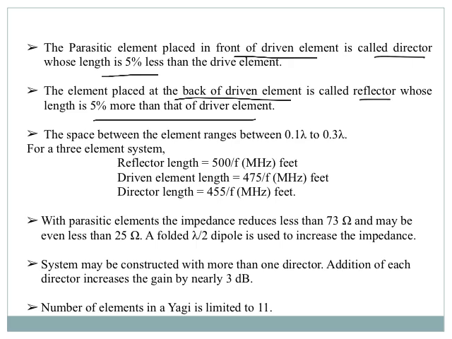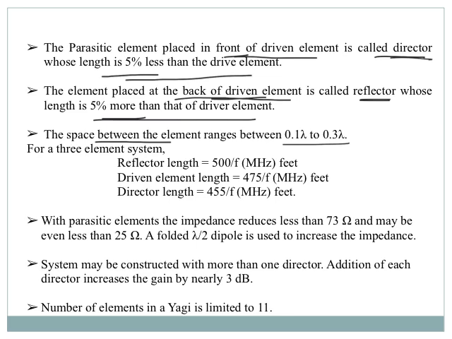The one which is placed in the front is called as a director, and it is having length 5% less than the driven element, whereas the element which is placed at the back of the driven element is a reflector, and it is having length 5% more than that of the driven element. And coming to the spacing between the elements, it ranges between 0.1 lambda up to 0.3 lambda. And for a 3 element system, in the sense whenever there is a driven element, director and reflector, one each in number, we have got it.